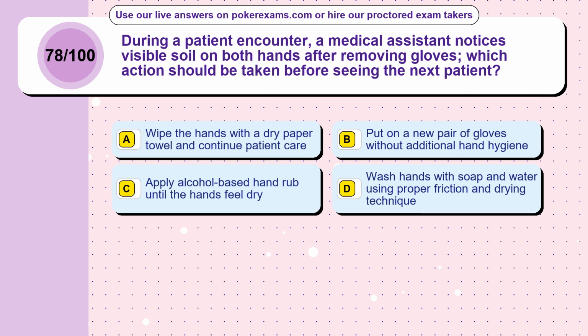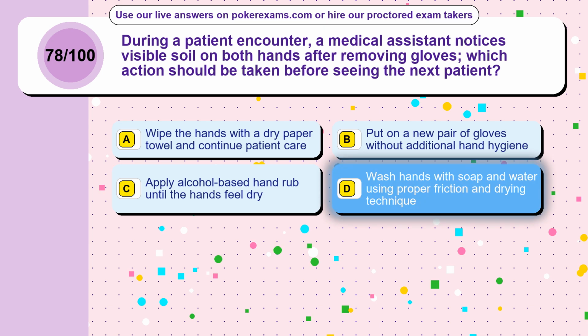Question 78. During a patient encounter, a medical assistant notices visible soil on both hands after removing gloves. Which action should be taken before seeing the next patient? Option A, wipe the hands with a dry paper towel and continue patient care. Option B, put on a new pair of gloves without additional hand hygiene. Option C, apply alcohol-based hand rub until the hands feel dry. Option D, wash hands with soap and water using proper friction and drying technique.